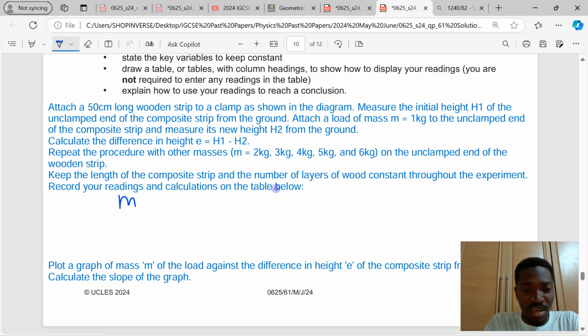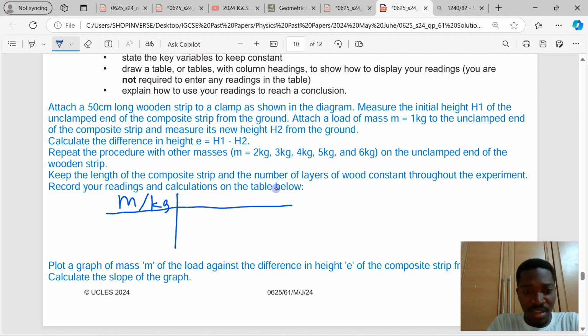I'm representing the mass as m already. So I can have m in kilograms against what? Against the extension E in centimeters. That's all I need to tabulate, okay?